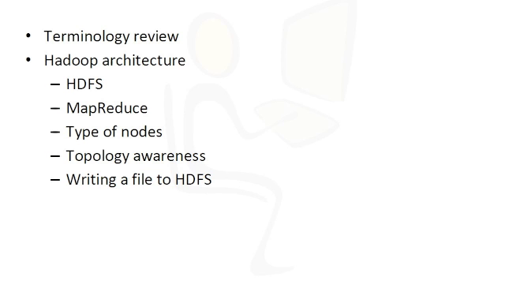We will see what types of nodes can exist in a Hadoop cluster, and I will explain an important feature of Hadoop called rack awareness, or network topology awareness. I will end with an example of how a file is written to HDFS to illustrate replication.